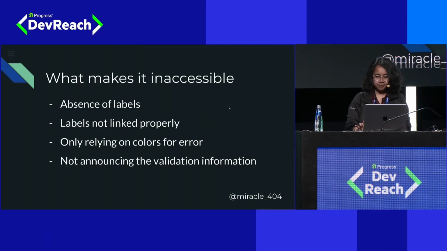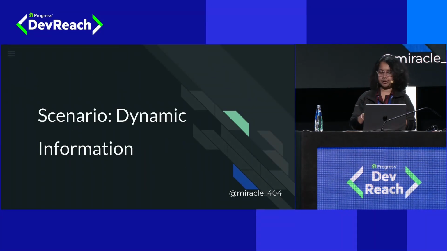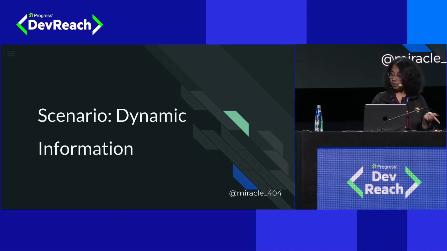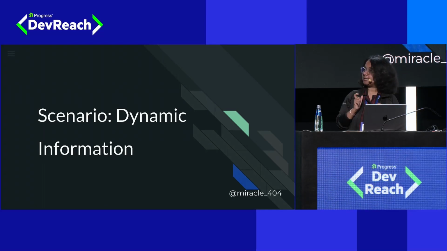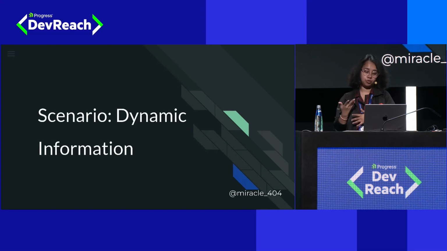And so what makes our forms inaccessible is if we do not label them, or we do not label them properly, or we only rely on colors for showing the error or success state, or if we do not announce the validation information or the extra information that is linked to that input. Now, the other scenario is dynamic information, which I always show with our form example, because the form messages are one type of dynamic information. But this is a separate section because they can exist even without forms.